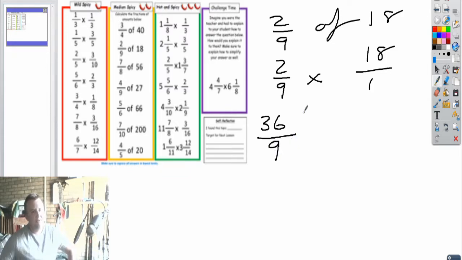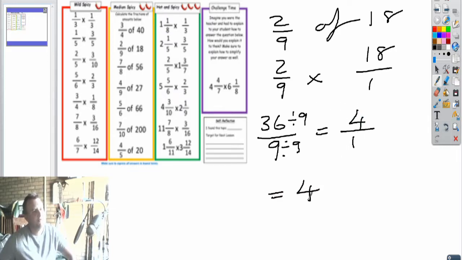Now, can 9 go into 36? Just like the 4s in the first question. No, it can't. 9, 18, 27, 36. Oh, it is. Sorry. It does. It goes in absolutely perfectly. So, divided by 9, divided by 9. Okay? So, there we go. It's over 1 because 9 divided by 9 is 1. 9, 18, 27, 36 is 4. And the answer is 2/9 of 18 equals 4.